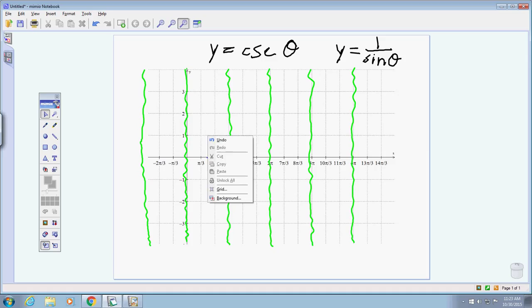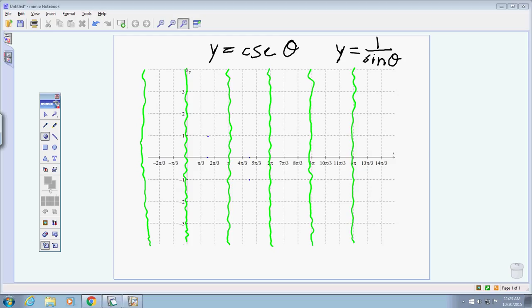Oops. Get out of there. So I've got a point at 1. Okay? Then if I go around the unit circle all the way to 3 pi over 2, what is sine equal to at 3 pi over 2? Negative 1. So 1 divided by negative 1 is negative 1. So cosecant at 3 pi over 2, which is right there, is negative 1. Okay. So I'll erase my pi over 2 points there.